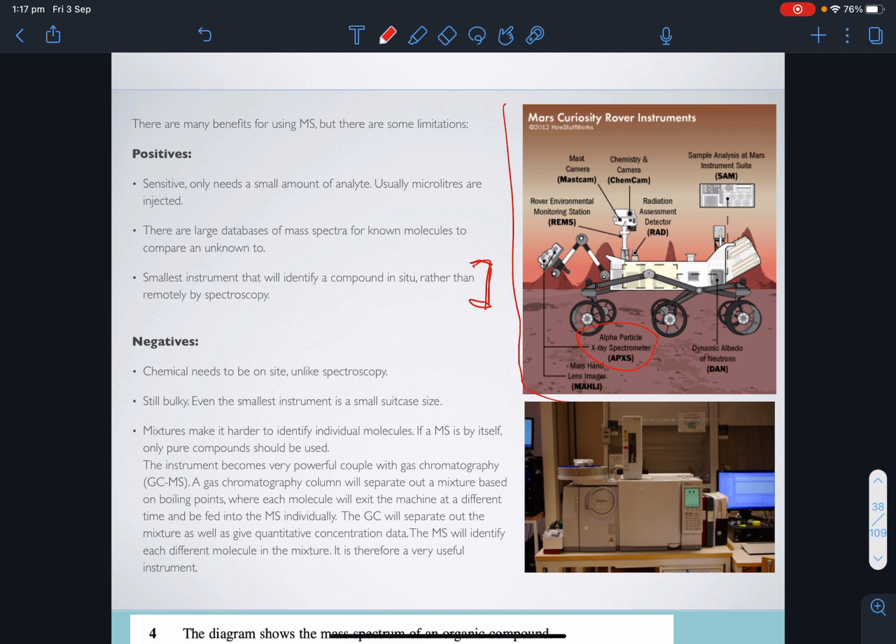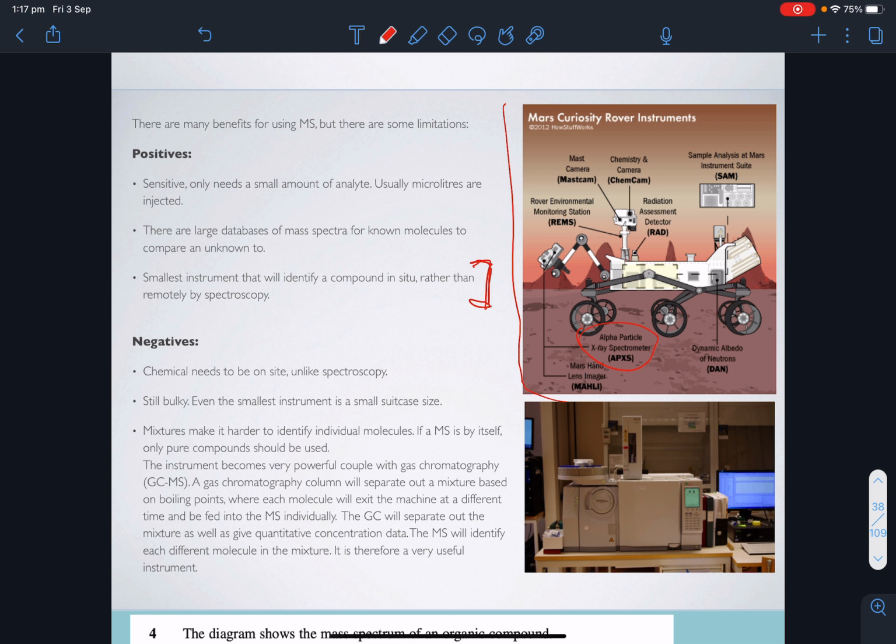Okay, negatives. Yeah, you need to have your sample with it, okay? I know it sounds weird, but you need your sample on the site with the instrument. Some spectroscopy, you can work at a distance, okay? And I don't think we really go into that with our course here, but you can, like a UV-vis spectrometer where you can shine the light through a sample.